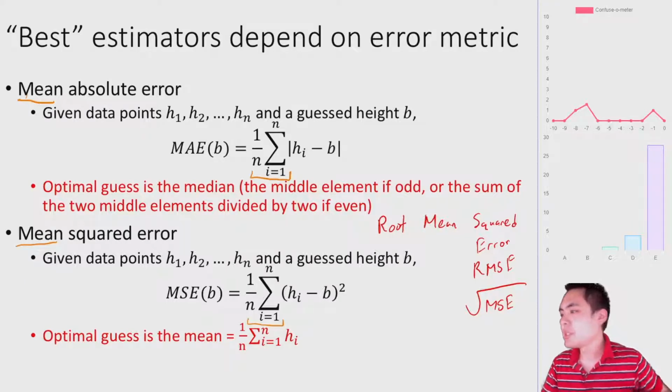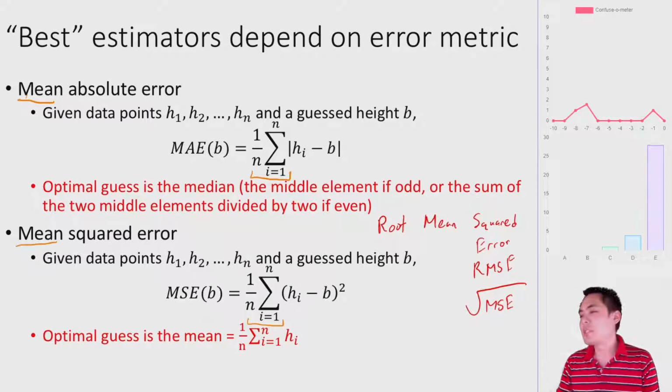Okay, any other questions? Okay, so far so good. This is a one parameter model, but what happens if we have a two parameter model?